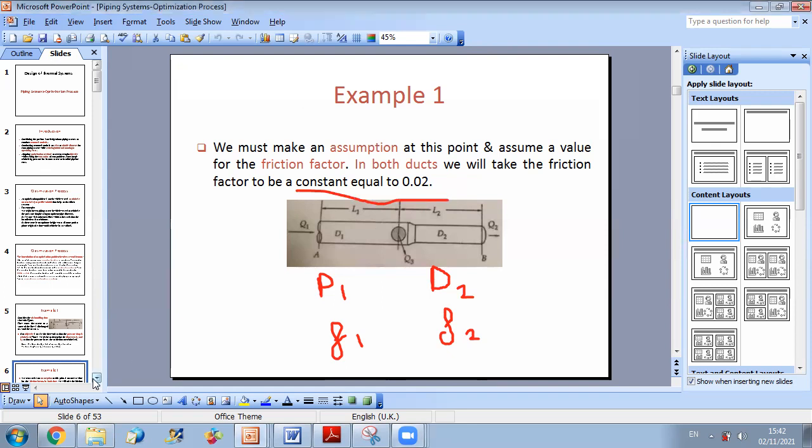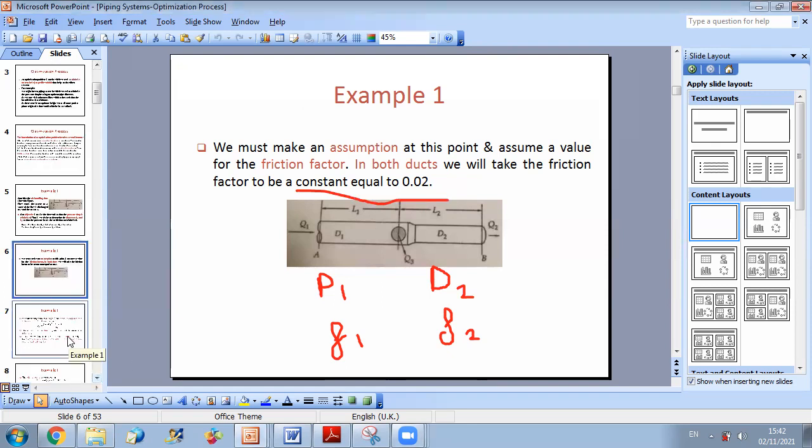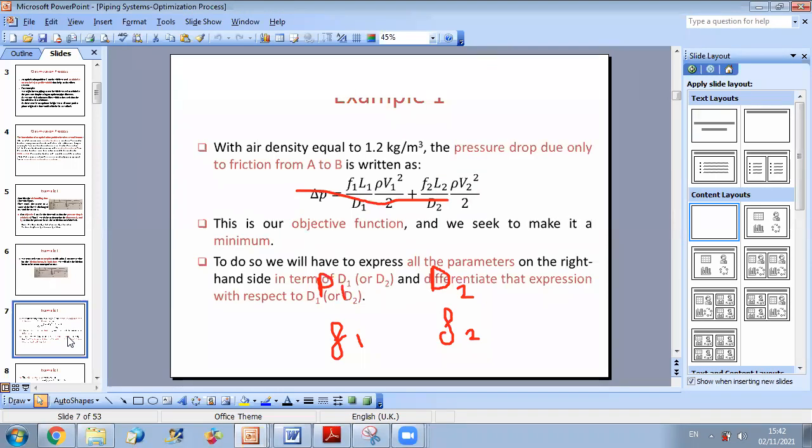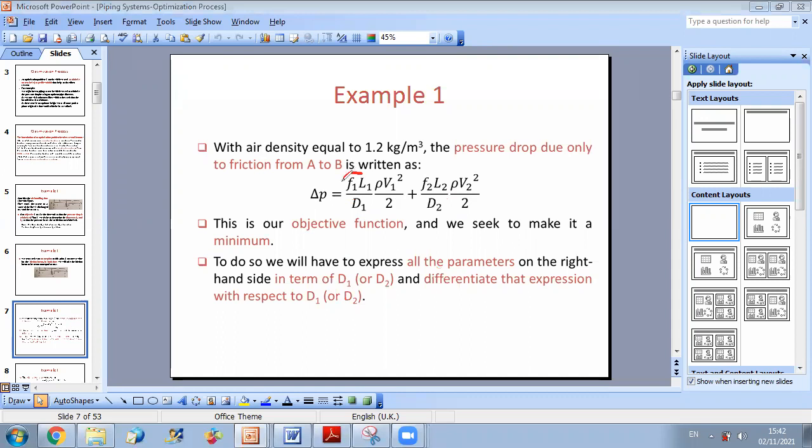Okay. Now, the next step will be to express the pressure drop as a function of the parameters we have. Here we said that we'll neglect minor losses and just consider major losses. So the major losses in part 1 can be written as F1 L1 over D1 times rho V1 squared over 2. And the major losses in part 2 are written as F2 L2 over D2 times rho V2 squared over 2.